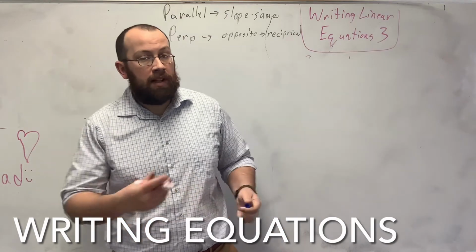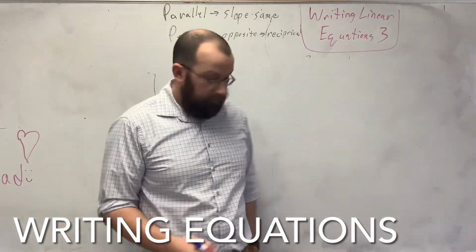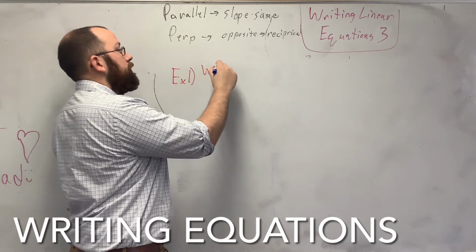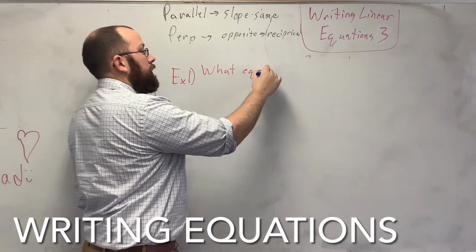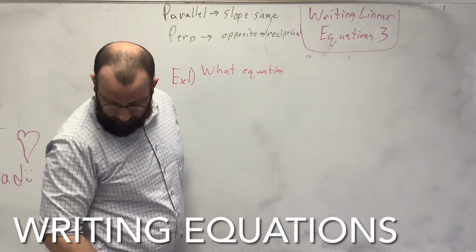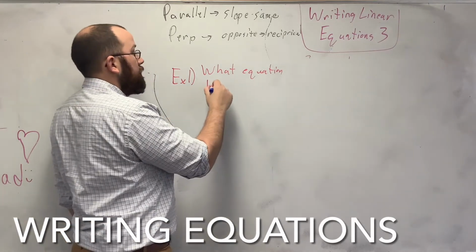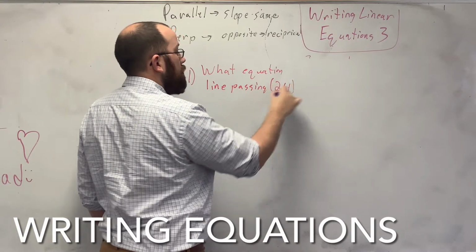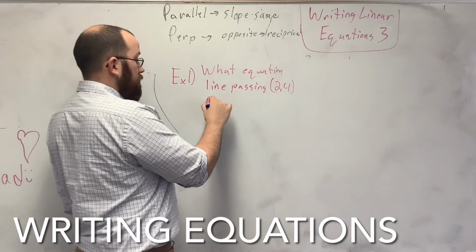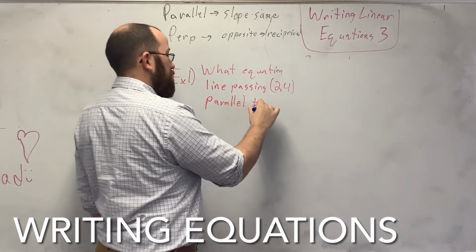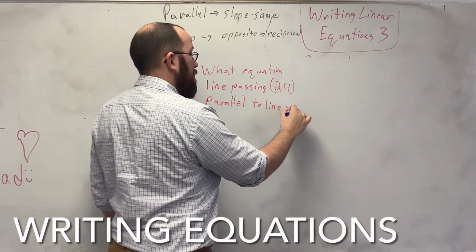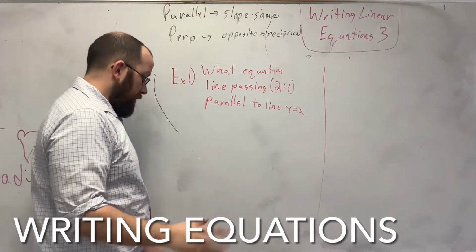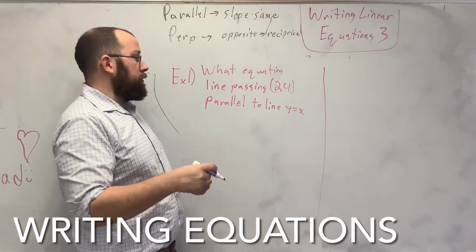This is a little bit weird, but this is how I'm going to do it for the thing we're doing. So I need to know first what equation of a line passing through the point (2, 4) is parallel to the line y equals x. All right. So this is how the lesson does it.